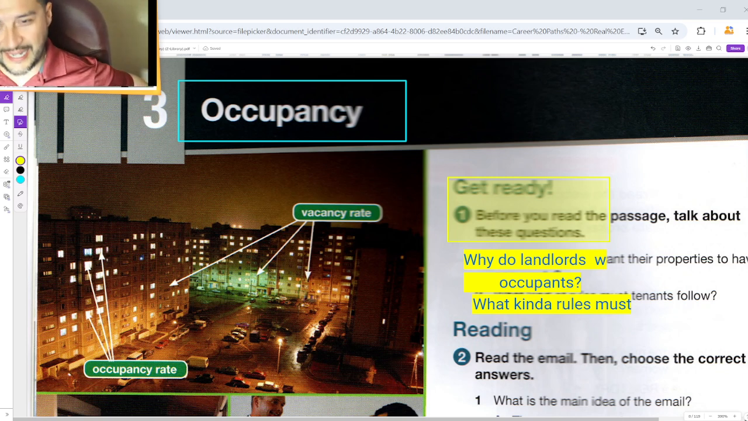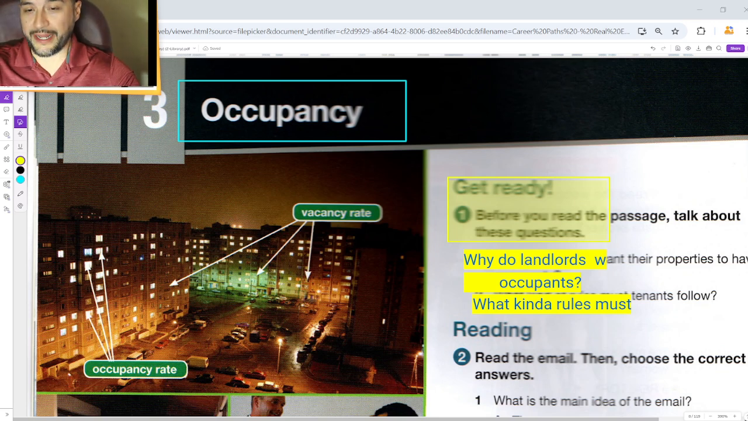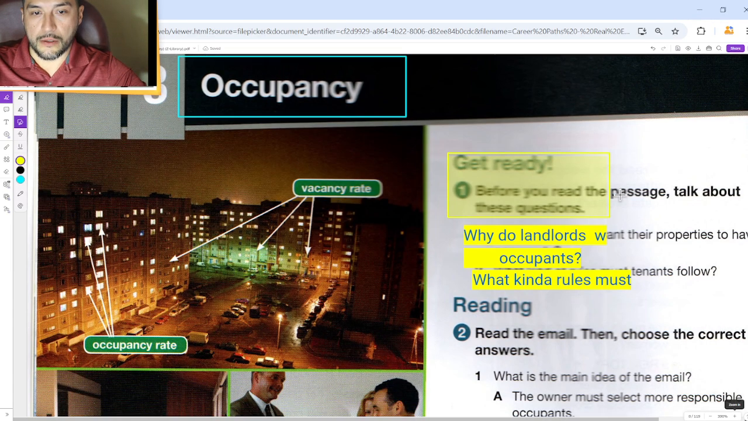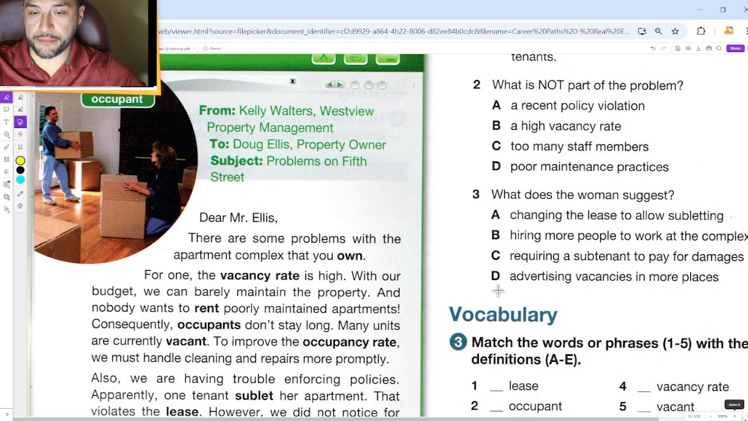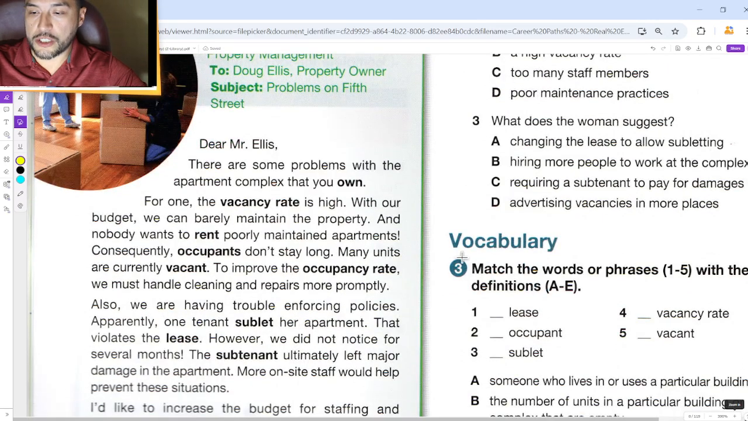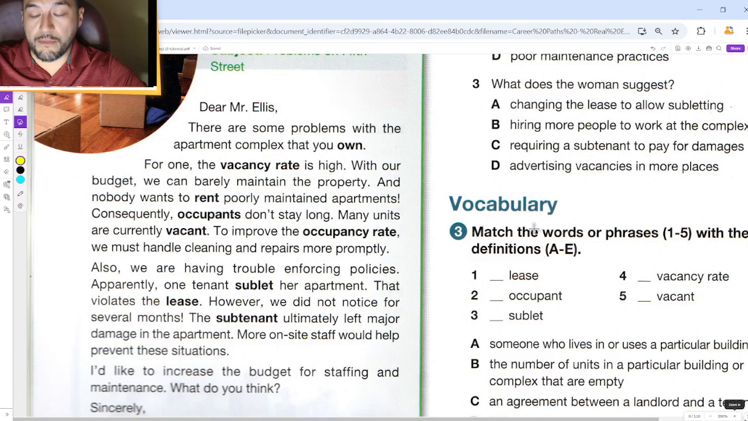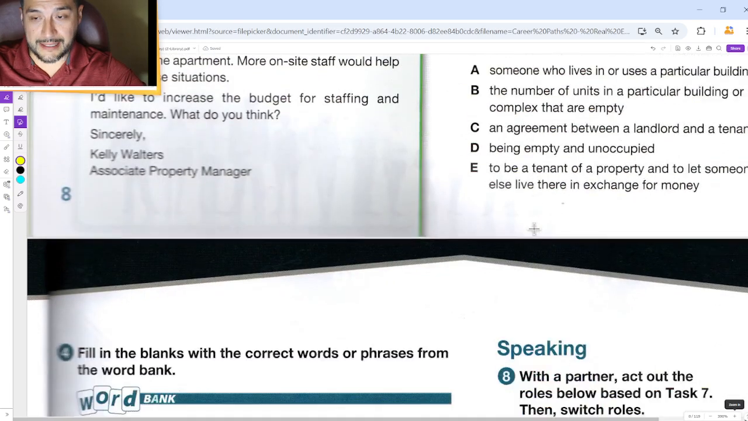Okay, this is class number 3. Unit 3, occupancy. This class is for property managers. This is a property management class. In today's session, we're gonna take a look at an email from the property manager. We're also doing a couple of vocabulary exercises.